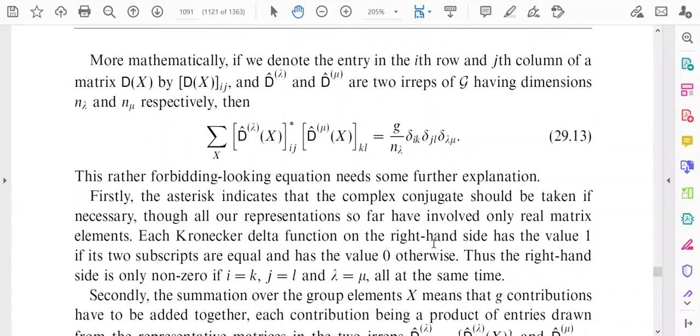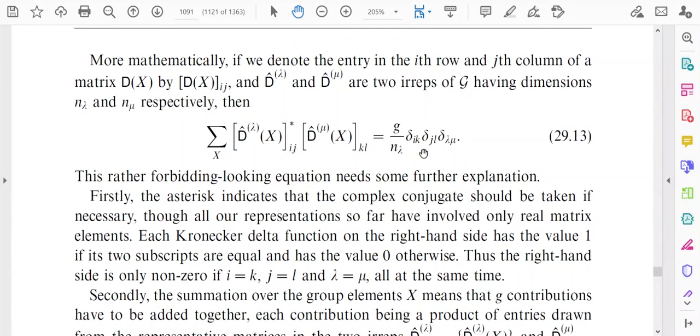Now in the earlier examples we have considered only real matrices. If we were to consider complex matrices, then we would have to take the complex conjugate, but there is no meaning of the complex conjugate for real matrix elements.